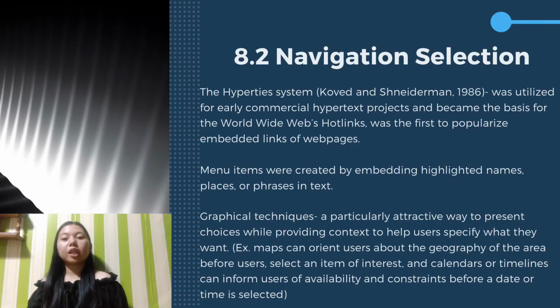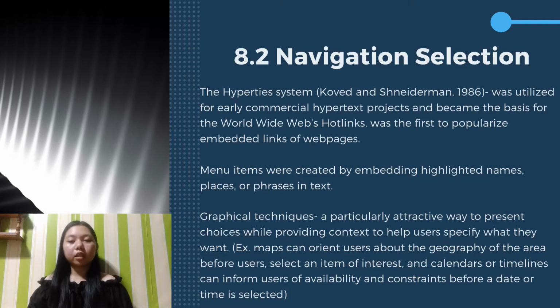8.2 Navigation by selection. Choices can be represented explicitly in that there is an orderly enumeration of the items with little extraneous information, or they can be embedded in text or graphics and still be selectable. The Hypertext system by Conklin and Begeman 1986 was utilized for early commercial hypertext projects and became the basis for the World Wide Web. Hotlinks was the first to popularize embedded links of web pages.